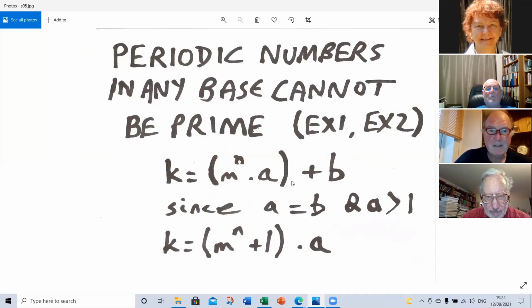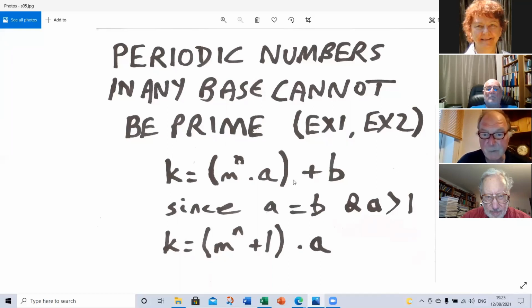So here's the proof. Periodic numbers in any base cannot be prime, save two exceptions, which I'll go through in a moment. So some number k is m to the power of n times A plus B. If you recall that periodic number 0010 repeated, that is simply 2 to the power of 4 times 0010 plus 0010, or in denary, 2^4 times 2 plus 2.